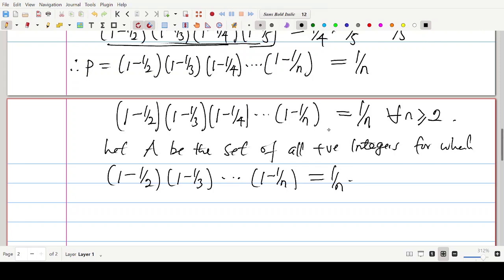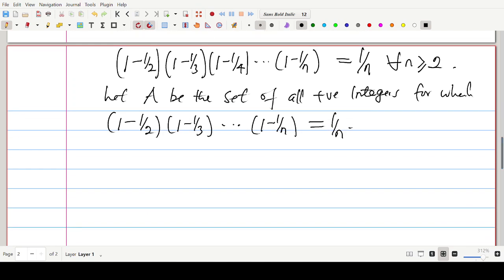All right. So let's show that the number 2 is in the set A. How do we show that? When n is 2, we shall have that 1 minus 1 over 2, that is the first term, is equal to 1 over 2. All right, and it's true. 1 minus 1 over 2 is equal to 1 over 2, is it not? It is so. That implies that 2 is an element of the set A. So we've established that already.